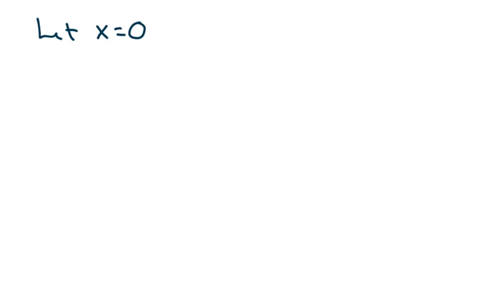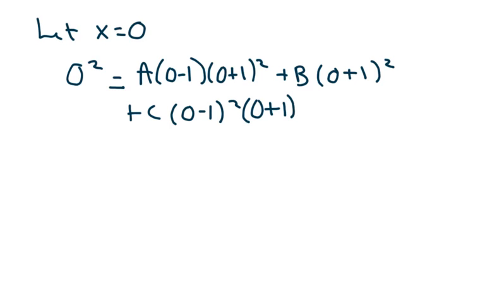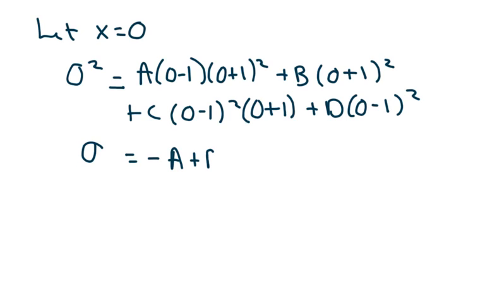And the way you do that is we're going to have x squared equals A times (0 minus 1)(0 plus 1) squared, plus B times (0 plus 1) squared, plus C times (0 minus 1) squared times (0 plus 1), plus D times (0 minus 1) squared. And this all comes out to be 0 equals negative A plus B plus C plus D.